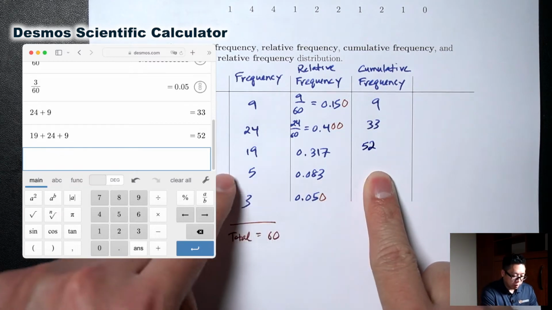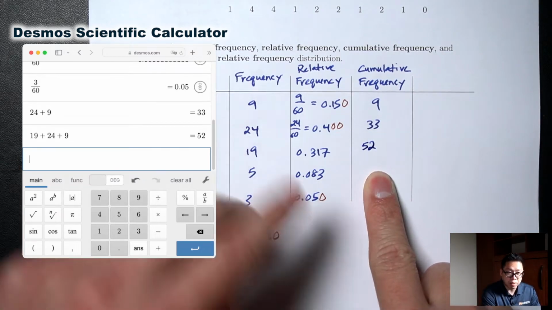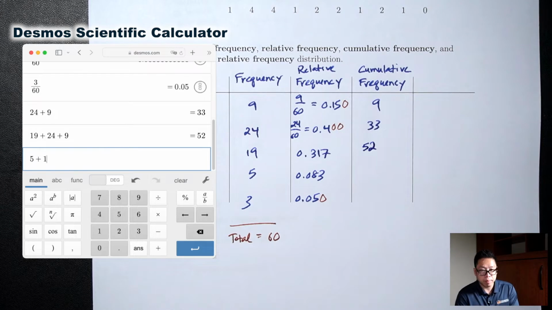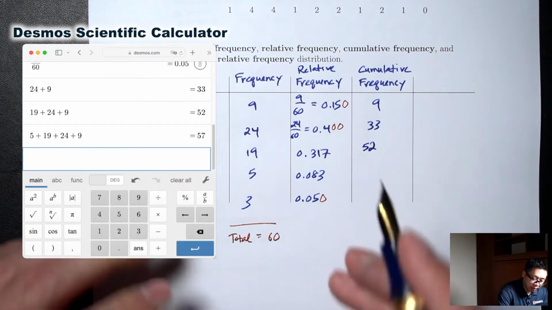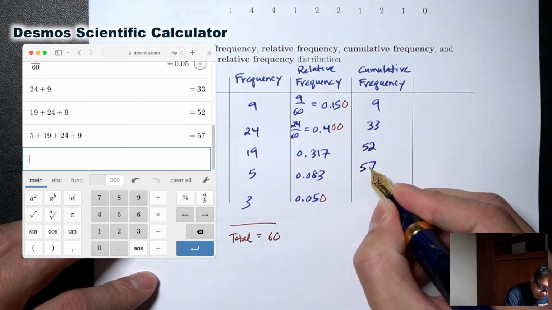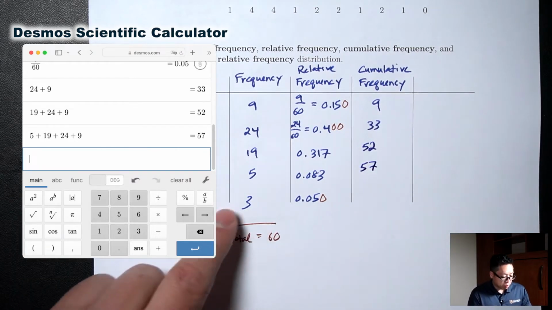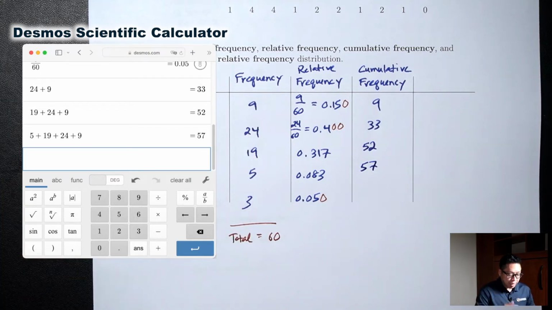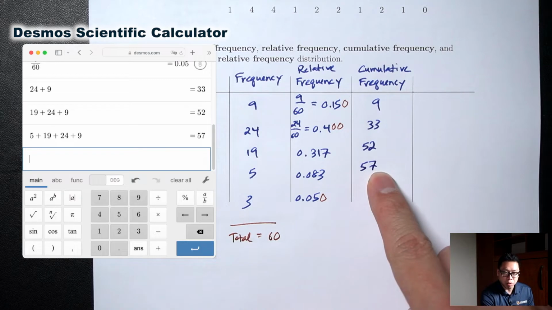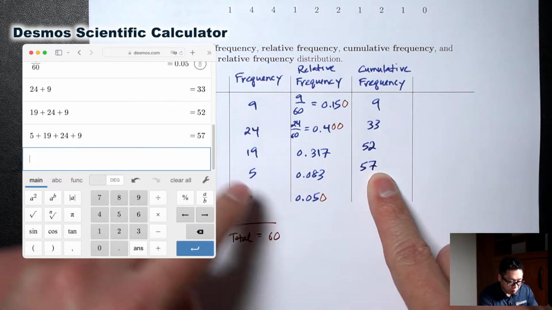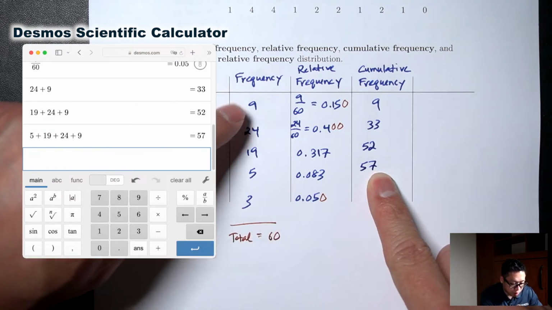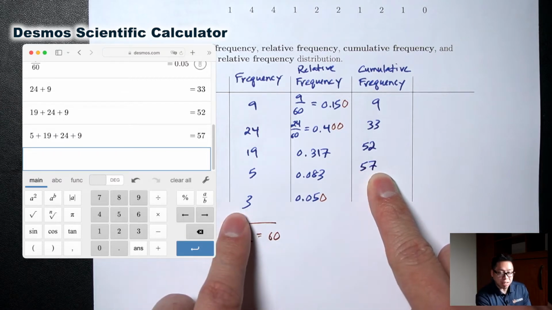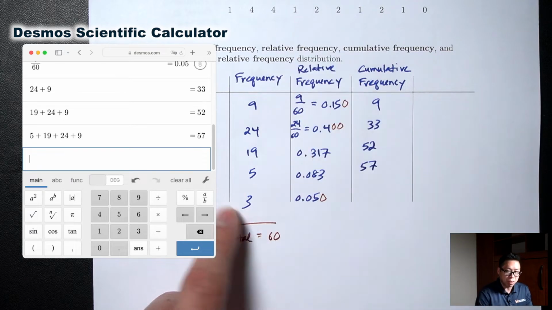Next, 5 plus 19 plus 24 plus 9, 57. Next, 3 plus 5 plus 19 plus 24 plus 9. And as a shortcut, at each step, what you can do is just take your cumulative frequency, because this 57, remember, already includes 5, 19, 24, 9, and you just add on the next frequency. So you just do 57 plus 3. Or you can just do 3 plus everything else.